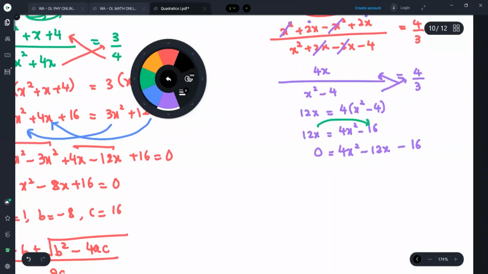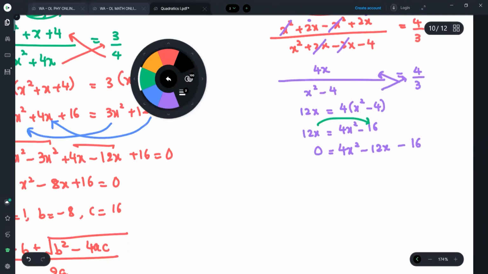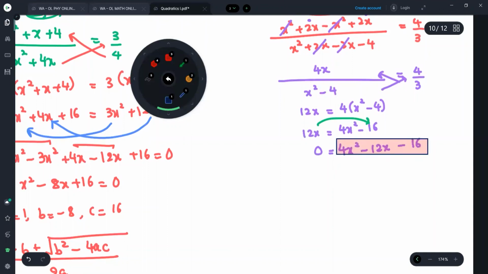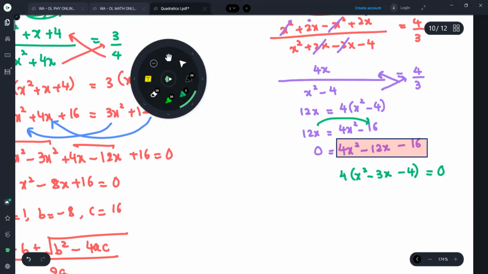Now, if I am a smart student, what I'm seeing in this equation is a number that divides all three numbers in the box. Can you find out that number? 4. That is what you say, taking out common, right? So I'm going to take out 4 common. I have x squared minus 3x minus 4, and all of this is equal to 0. Yes or no?